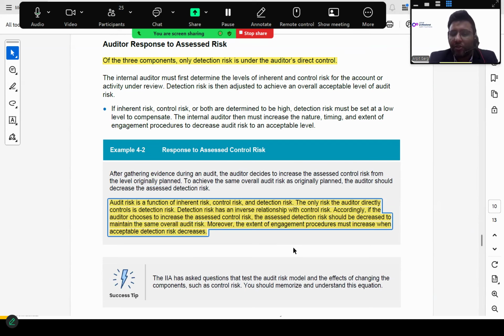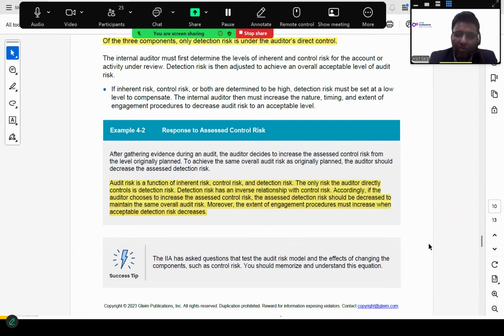Moreover, the extent of engagement procedures must increase when acceptable detection risk decreases, right? So if detection risk decreases, what does it mean? Detection risk is low. What does it mean? Control risk is high. Right. Very good. So I'll move forward, people.